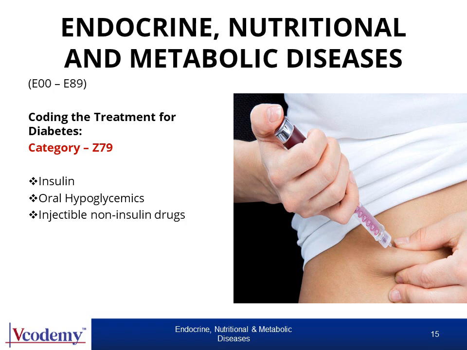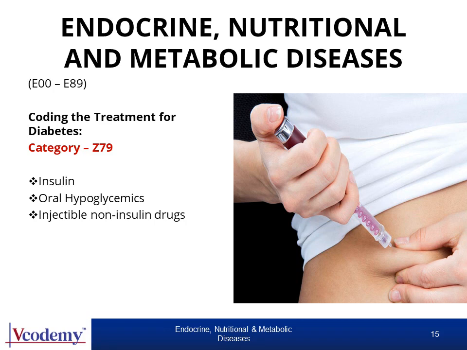The category is Z79. What are the different treatments which can be given for diabetes mellitus? Insulin can be used, which is injected always, or oral hypoglycemics. These are medications which are taken orally. Injectable non-insulin drugs: you can inject certain drugs, but they are not insulin, they are non-insulin drugs, again to control the blood sugar. So be very careful and clear that you can inject insulin or non-insulin drugs also. So always check the document clearly, the type of treatment which is being given for the diabetes mellitus.